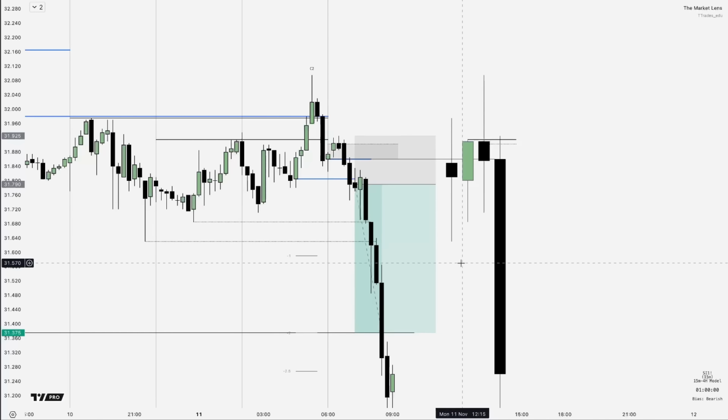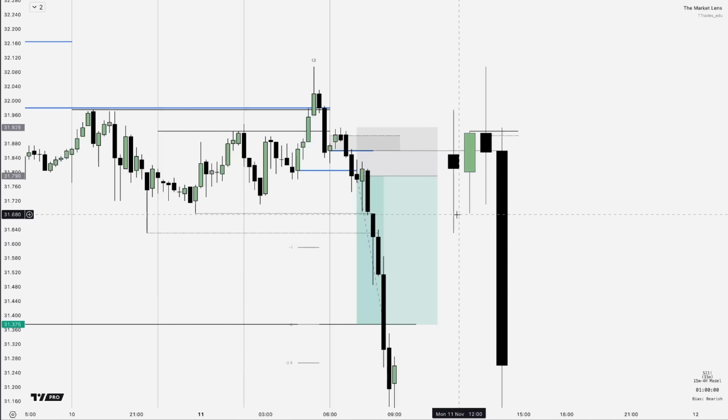So when does expansion occur? It is when you align all the time frames together. So you can see here, this is when the 15-minute was bearish, and it's also paired with the 4-hour being bearish, and also with the weekly being bearish.